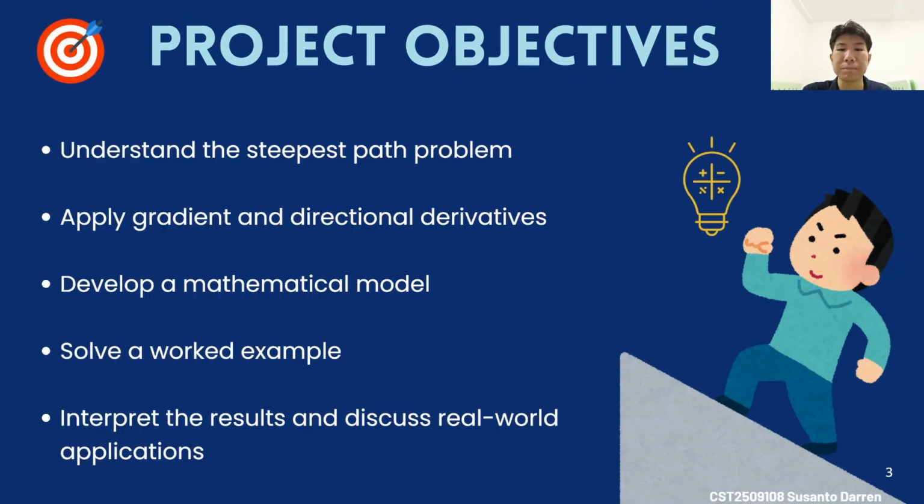Next, we will look into the project objectives of this presentation. The objective of this project is to demonstrate how Calculus 2 can be used to solve this real-world problem. First, we will introduce the mathematical concepts behind the steepest path. Next, we will construct a mathematical model to represent the mountain. We will then work through a complete numerical example to determine the steepest direction. Finally, we will interpret the results and discuss their practical applications and limitations.